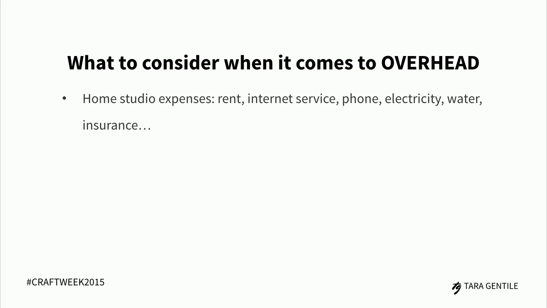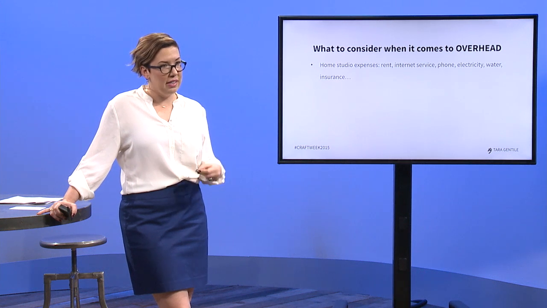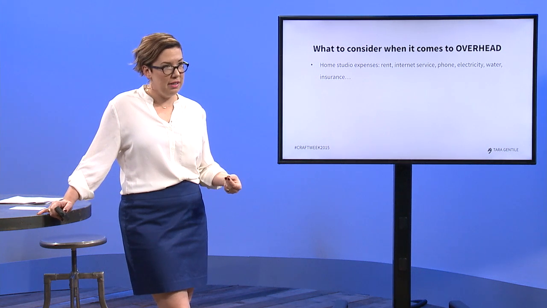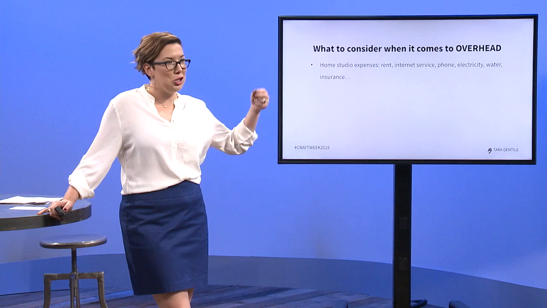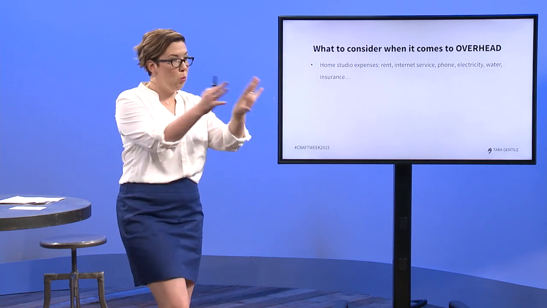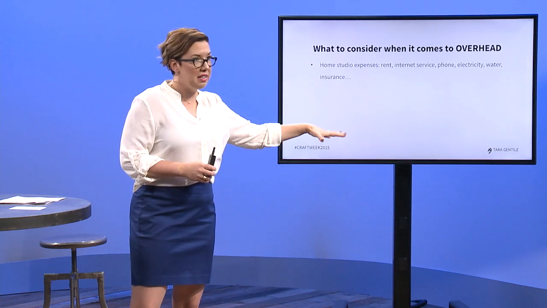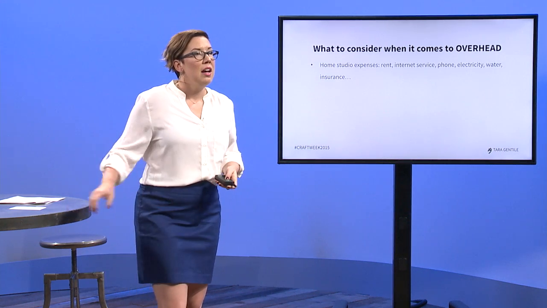Like I said, this is everything. All your home studio expenses: rent, internet service, phone, electricity, water, insurance. Talk to your accountant, but there is a certain percentage of all of those things that you can take as a business expense. And if it's a business expense, then it's going toward your overhead. And so you want to work that into your prices as well. So part of this is tax strategy, part of this is pricing strategy, okay?